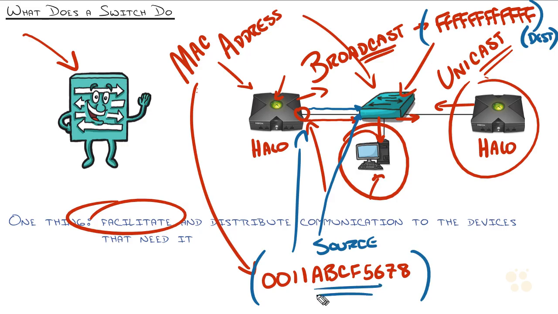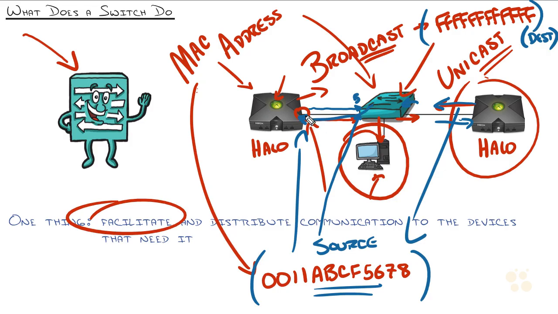I know that the source MAC address 0011ABCF, etc., is actually plugged into, let's just say, port number 5, and it remembers that." Now, when that Xbox got the broadcast and said, "Oh, that's me," and sent a message, he sent it directly back to that MAC address. So now when the switch gets it, he goes, "Oh, well, matter of fact, I just found out where that guy was myself. I'm going to send it directly to that Xbox."